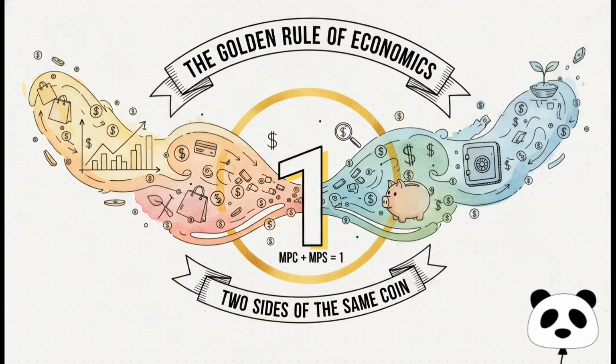And that unlocks what the source refers to as the ultimate super trick and the gold relation in economics. Your marginal propensity to consume plus your marginal propensity to save will always equal exactly 1. They are literally two sides of the same coin. So if you know your MPC is 0.8, you instantly know your MPS is 0.2. Every single extra dollar is accounted for right here in this golden rule.